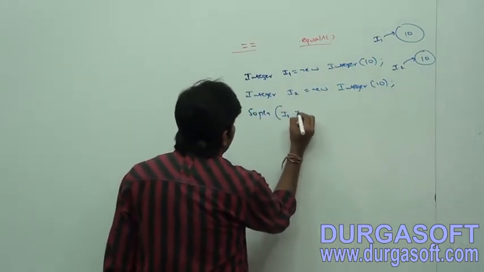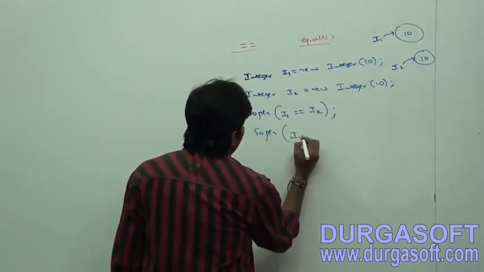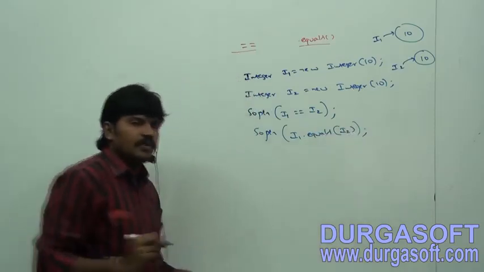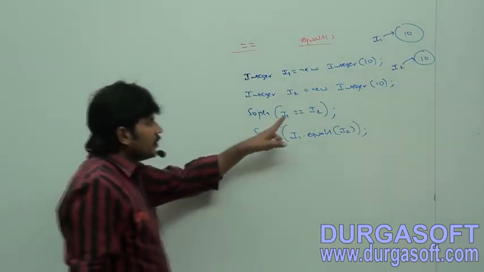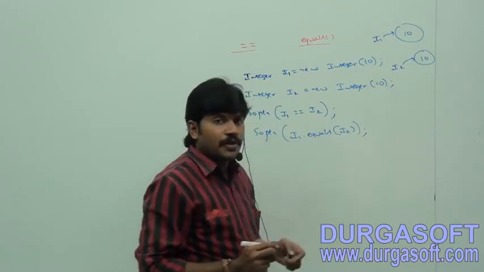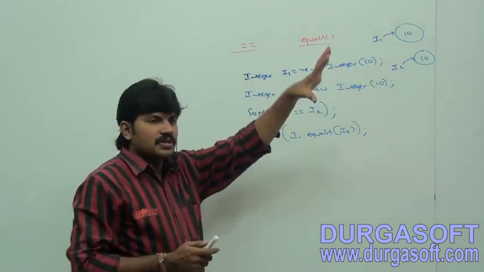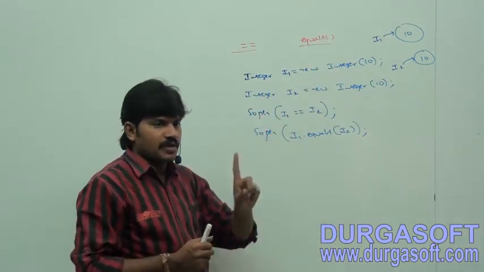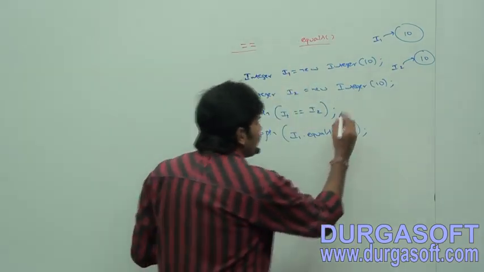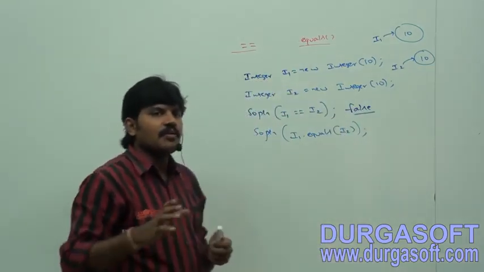System.out.println I1 double equal to I2, and System.out.println I1 dot equals I2. Sir, I1 and I2 are not pointing to the same object, but what is the double equal operator meant for? Reference comparison. If both references point to the same object, then only the double equal operator returns true. But here I1 and I2 point to different objects. That's why what answer are we going to get? False is the answer.